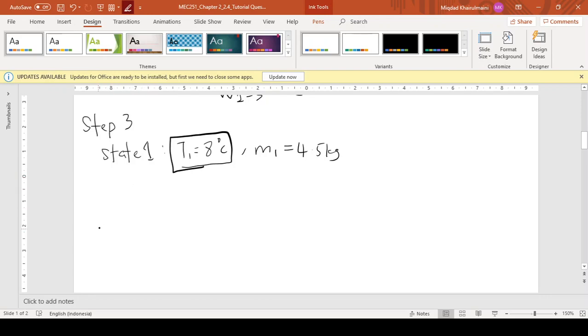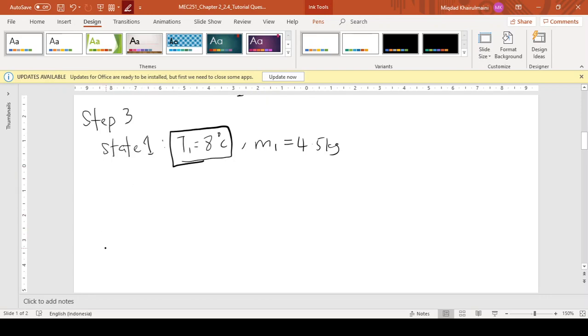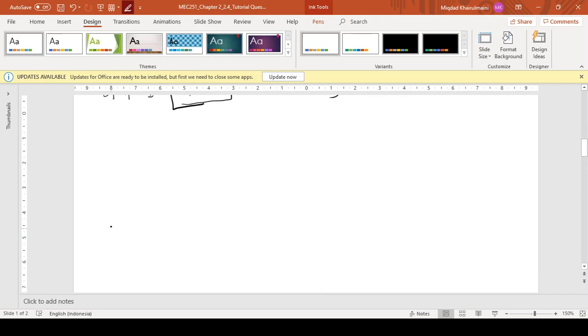We cannot do anything, but we can still proceed with state 2. Why? Because state 1 and state 2 are connected by a process. So if we cannot do anything at one state, and if there is a process involved, we can proceed to the next state. At state 2 we don't know the temperature. For the pressure, since it's a constant pressure process, we do know that the pressure is supposed to be equal to pressure 1, but we don't know P1, so we don't know anything here.